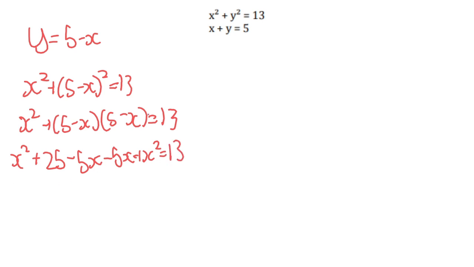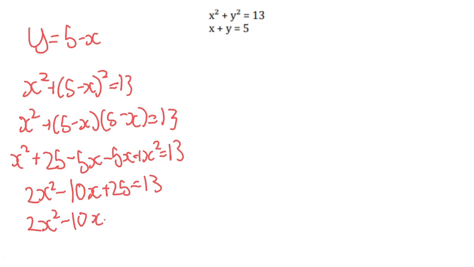Now I'll simplify this side. X squared plus x squared, 2x squared, minus 5x minus 5x minus 10x plus 25 equals 13. I'll subtract 13 from both sides because I need this side to be 0. I get 2x squared minus 10x plus 12 equals 0. Now I have a quadratic equation that I can solve by factorization.